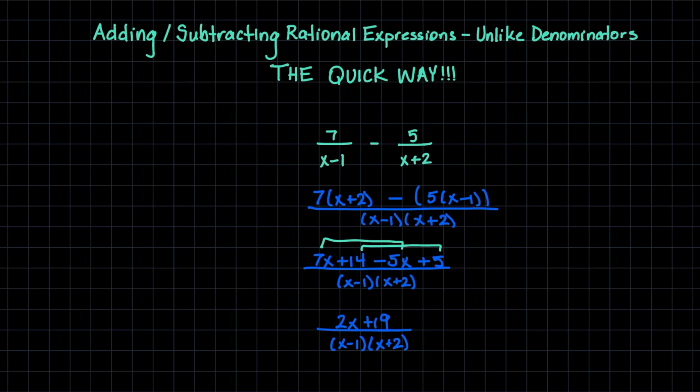2x plus 19 is prime. It cannot be factored further. So I can't simplify anything in the numerator with anything in the denominator. So our answer is complete.